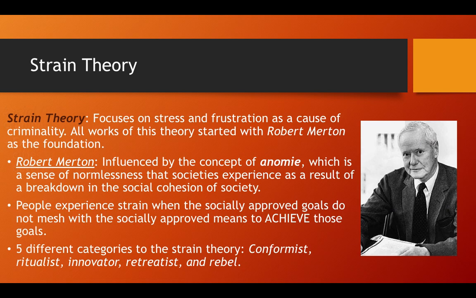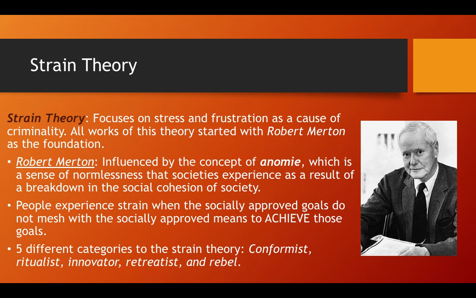Then we have strain theory. This was Robert Merton, right? And Robert Merton's theory of strain was influenced by Durkheim's concept of anomie. Anomie refers to a sense of normlessness that societies experience as a result of a breakdown in social cohesion of society. So when they lack the guidance and structure for appropriate social behaviors. So here, criminal behavior is a consequence of what's called anomie.